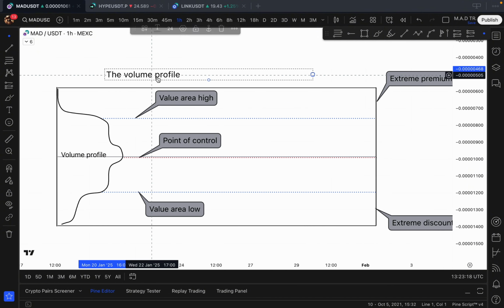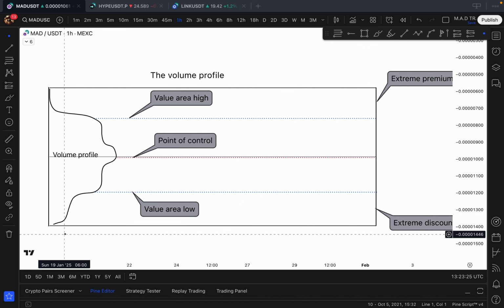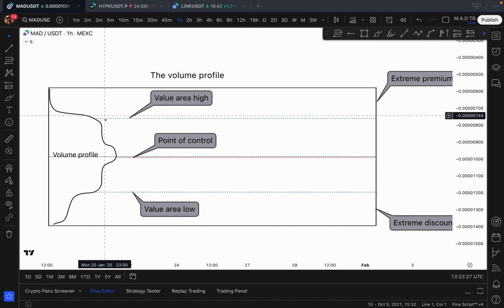So first of all, you need to identify a range. There are different ways to find it, but the most usual one is to have at least one tap at the high, one tap at the lows, and then a tap of the mid-range.